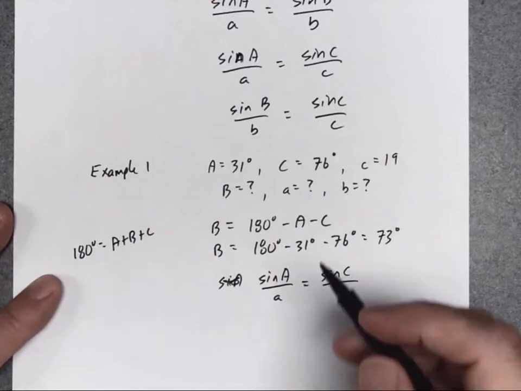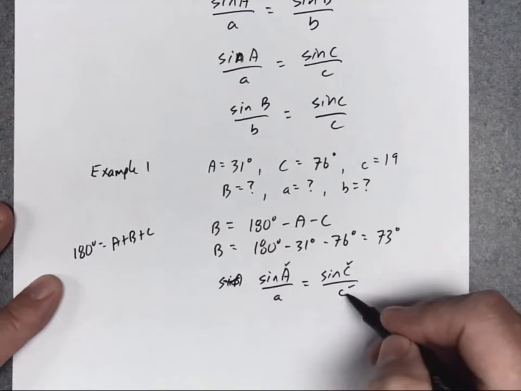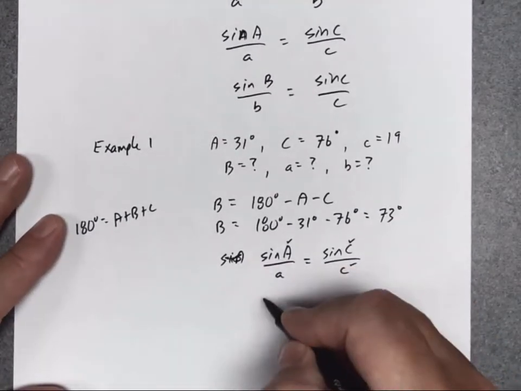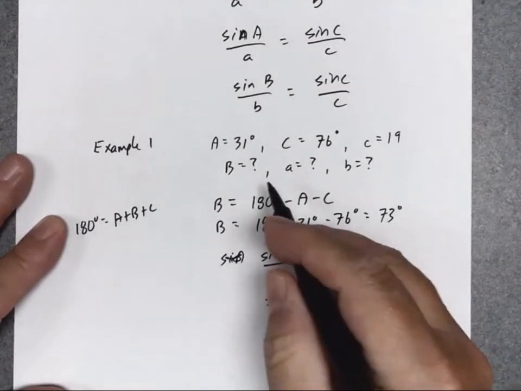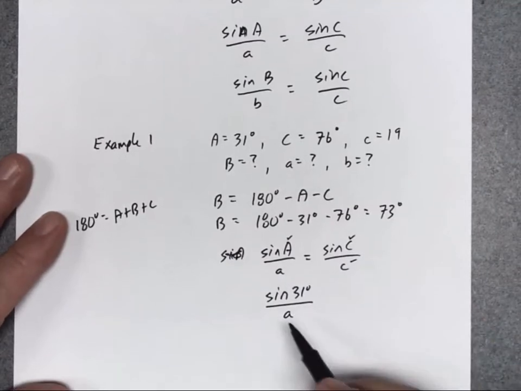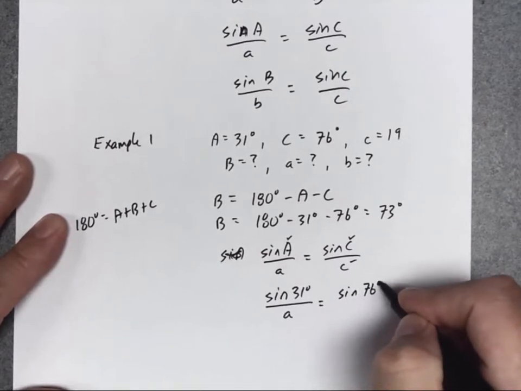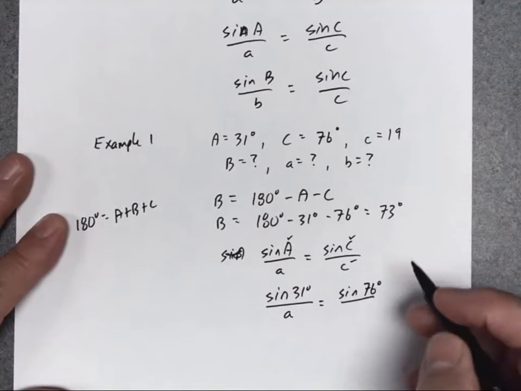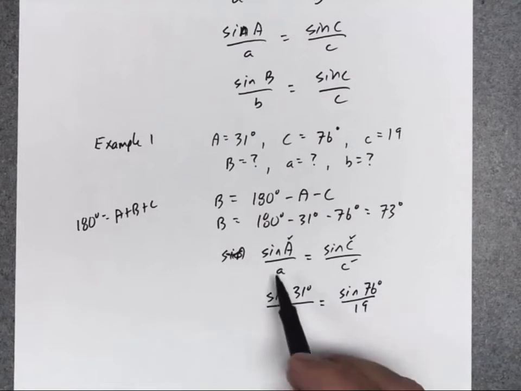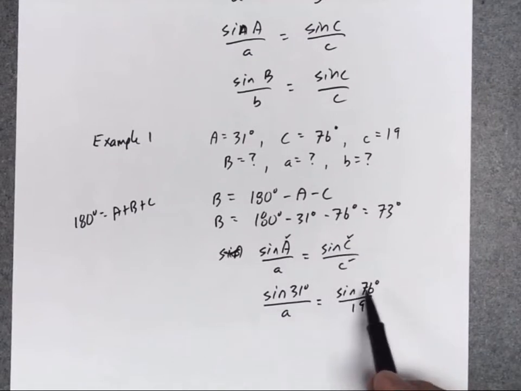As it turns out, we know three of these things. I know angle A, I know angle C, I know side C, and that leaves only one unknown, side A, which I can now solve for. So if I plug in the information, sine A is sine of 31 degrees over side A. I don't know side A, that's what I'm trying to solve for. Sine C, sine of 76 degrees over side C, which is 19. So you notice by using the law of sines with A and C, I know everything but side A.